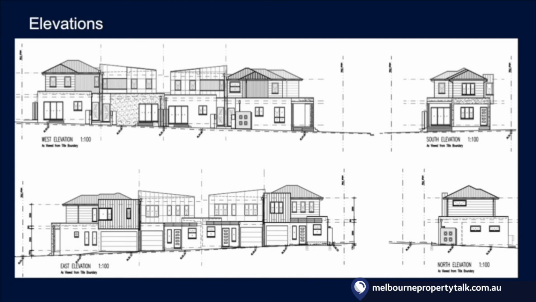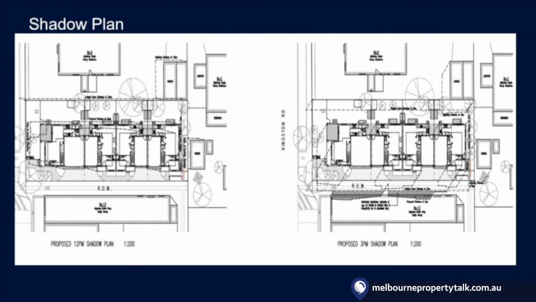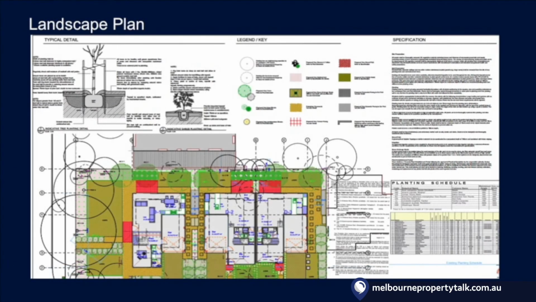We can also gain an understanding of how the units will look when viewed from both the north, east, south and west. Our shadow plan example reflects how shadows can be cast at various times of the day. Here we can see the impacts to the neighbouring homes at both 12 p.m. and 3 p.m.